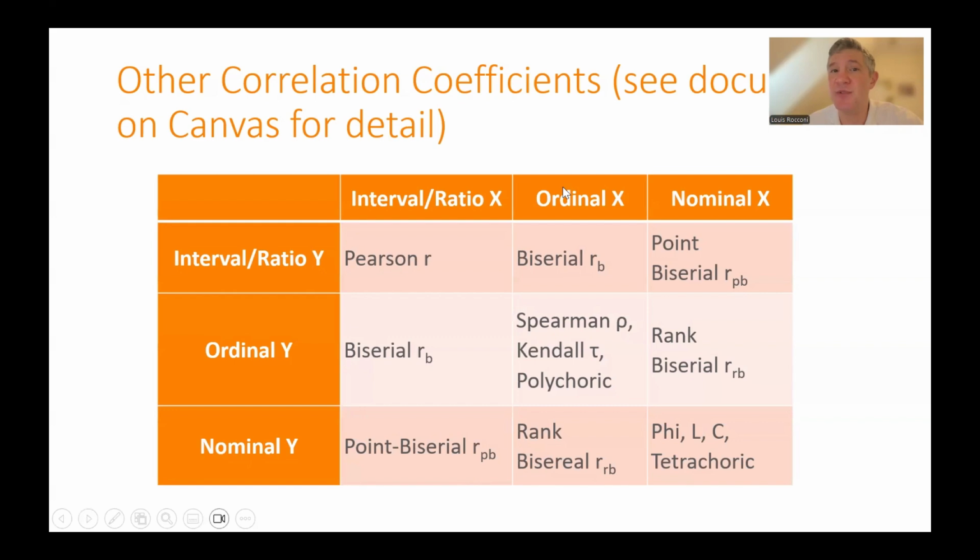If we're looking at the correlation between two ordinal variables, we could use Spearman's rho correlation. We can also use Spearman's rho to look at a correlation between two interval ratio variables. It's really examining more of a monotonic relationship, something that gradually increases, but not necessarily in a linear fashion. So be sure to check out the document on Canvas. There's a lot more detail about some of these other correlation coefficients.